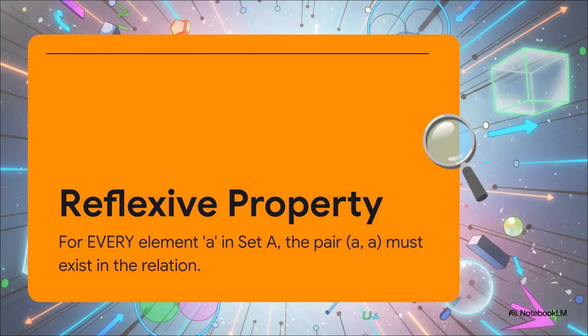To check for this, we have to look at our starting set A, and for every single element in that set, we have to ask, does its doublet, its pair with itself, like (a, a), exist in our relation? If our set is {1, 2, 3}, we need to find (1, 1), and (2, 2), and (3, 3). If even one of them is missing, boom, it's not reflexive.